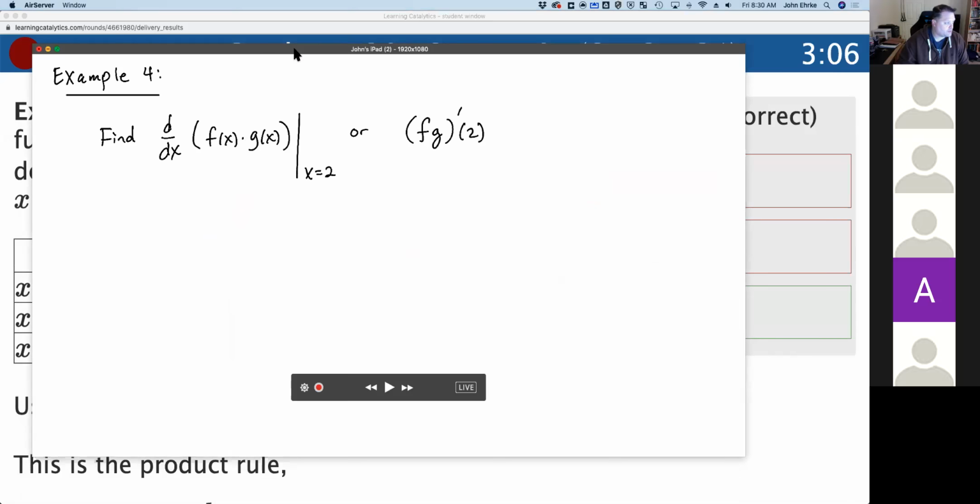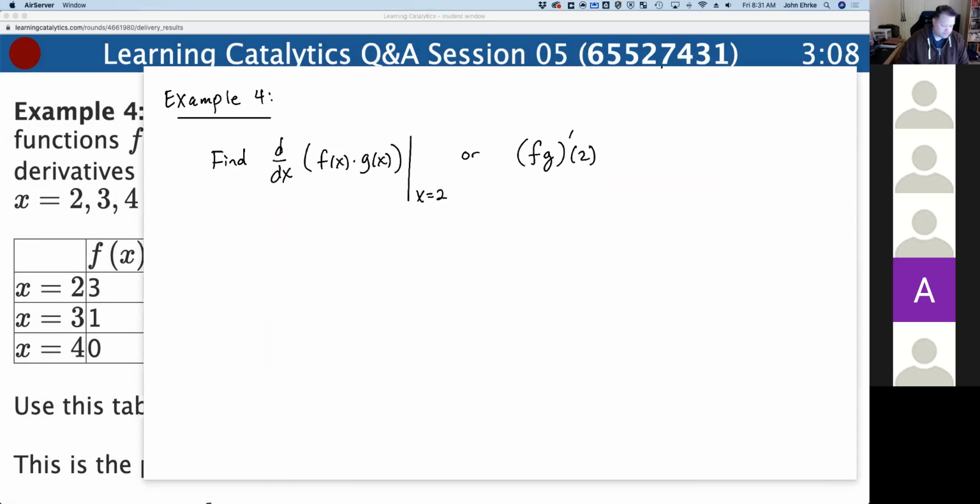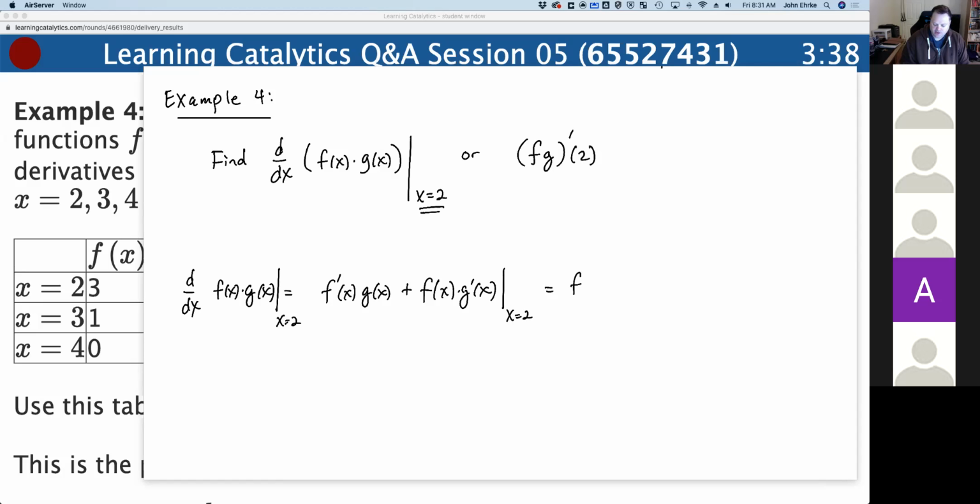So the rule that we have here is going to be product rule. So the derivative of f times g is f prime times g plus f times g prime. That's just product rule. And the way that evaluating it at x equal to 2 works is, well, you evaluate this at x equal to 2. So you're also going to evaluate this at x equal to 2, which means this will be f prime of 2, g of 2, plus f of 2, g prime of 2.